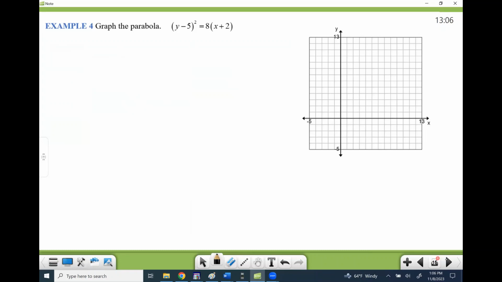One of the things that students tend to miss for the vertex is they will give me 5, -2, and they won't realize that x has to go first. So that -2 has to go first, and that 5 has to go second, because remember, ordered pairs are always x comma y. We have y squared this time, and it is equaling a positive number. So if it's y squared, it's either left or right, but since it's positive, it's going to open to the right.